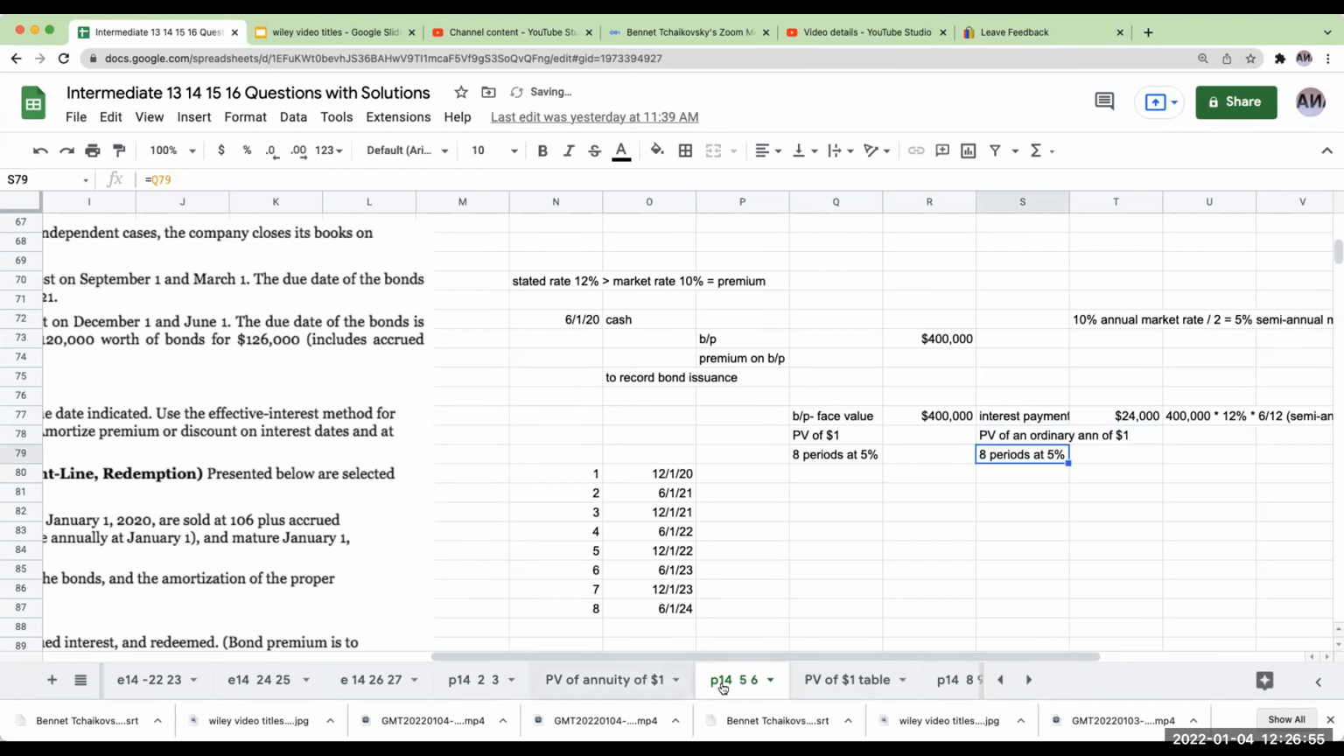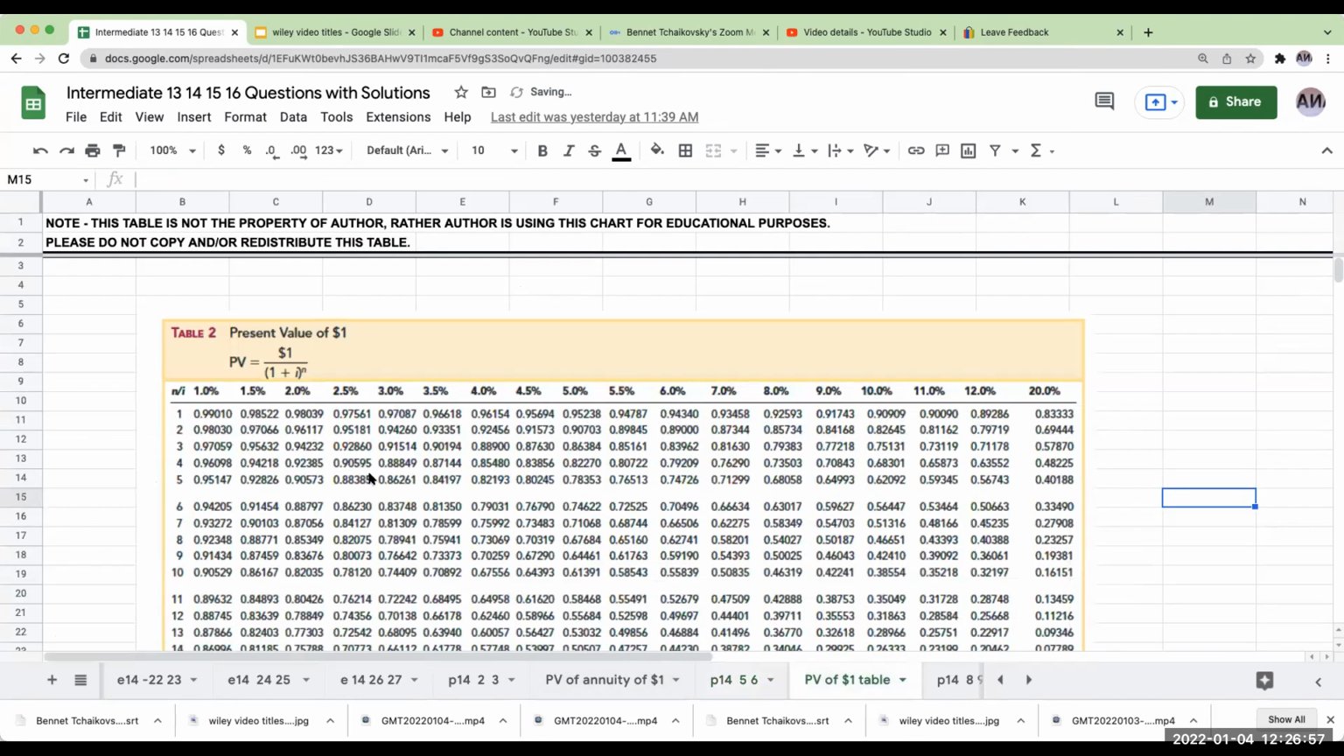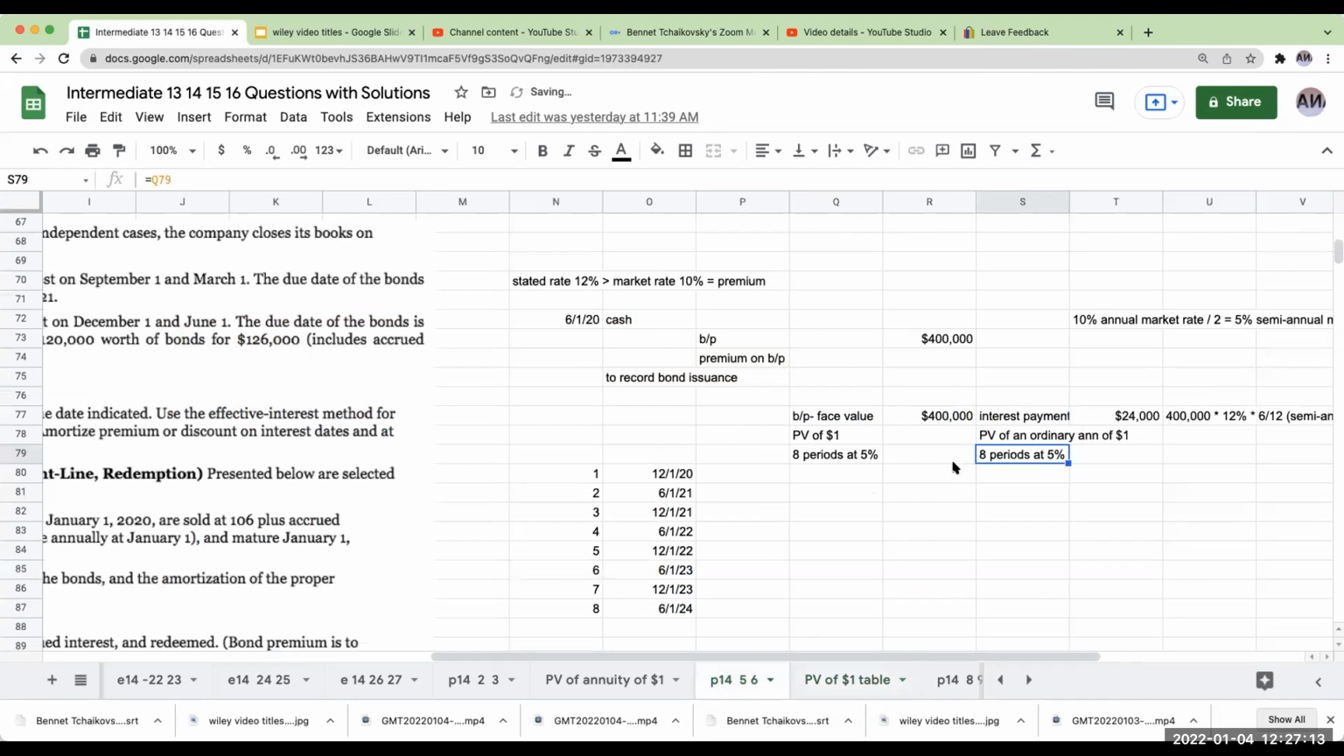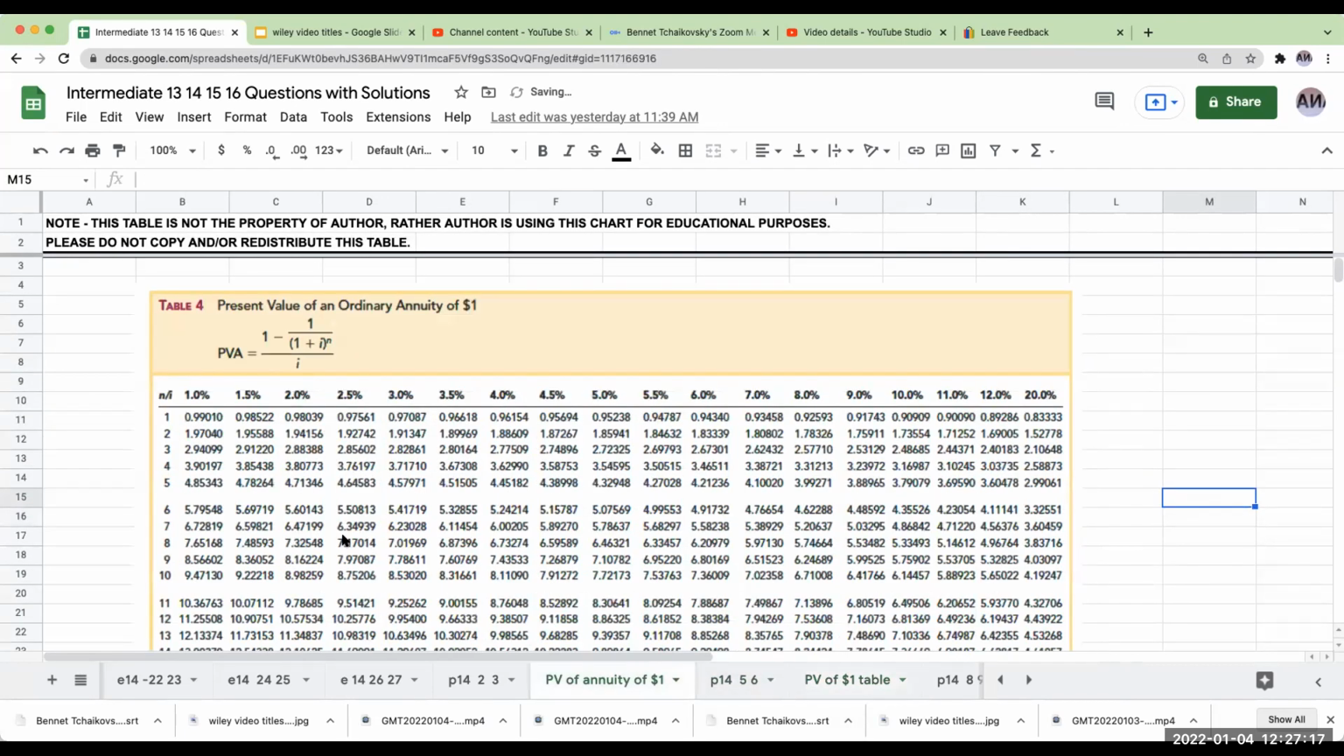So let's go ahead and look these up. So this is going to be, excuse me, 8 periods at 5% for the present value of $1, or 0.67684. And then I come over here to the present value of an annuity of $1, 8 periods at 5%. And this is going to be 6.46321.